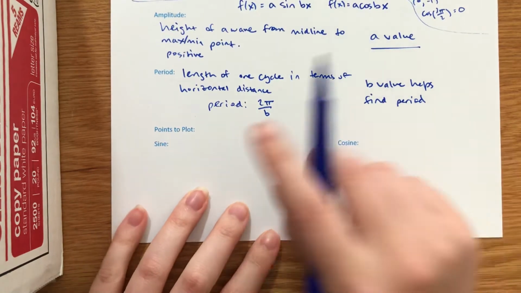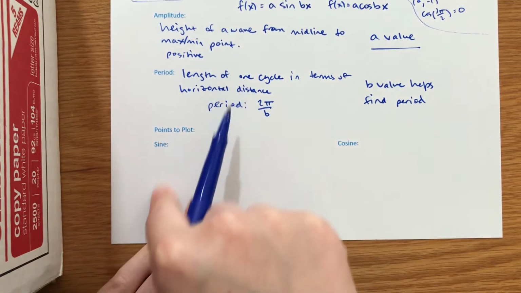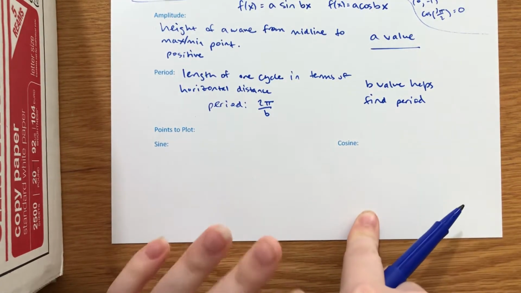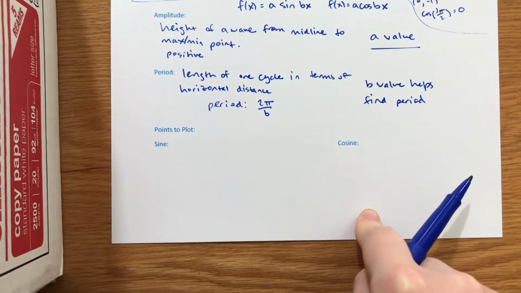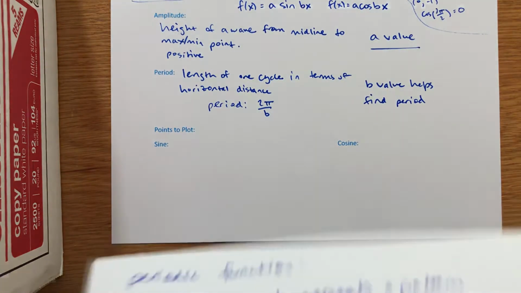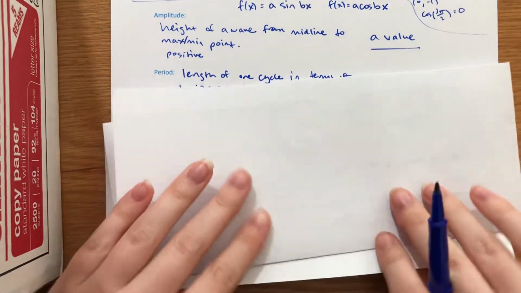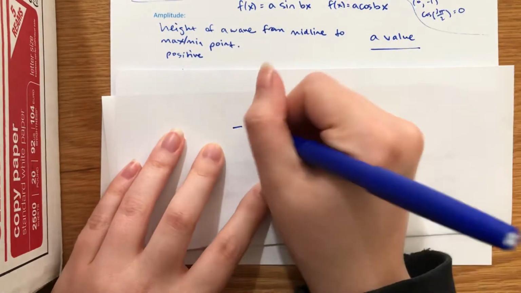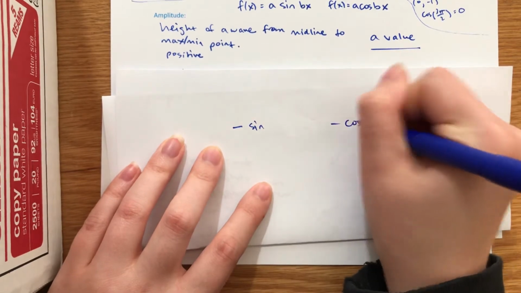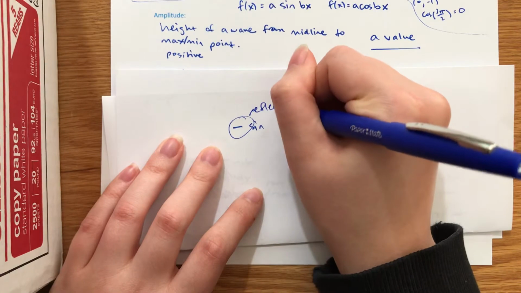All right, so sine and cosine have different processes. If you see a sine function, you're going to use this process. If you see a cosine function, it's this process. The first thing I want to talk about, real quick, is that we're also going to be throwing reflections in. If you have a negative out front of a function, so negative sine and negative cosine, a negative creates a reflection.